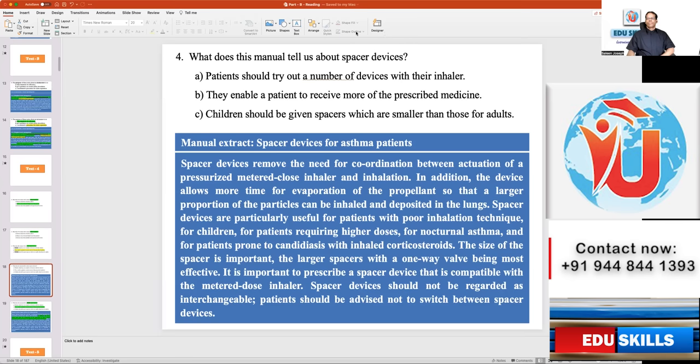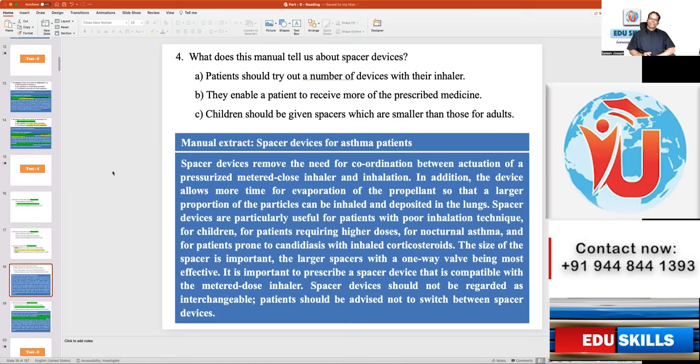Option A, patient should try out a number of devices with their inhaler. Option B, they enable a patient to receive more of the prescribed medicine. Option C, children should be given spacers which are smaller than those for adults. In paragraph, manual extract spacer devices for asthma patients.